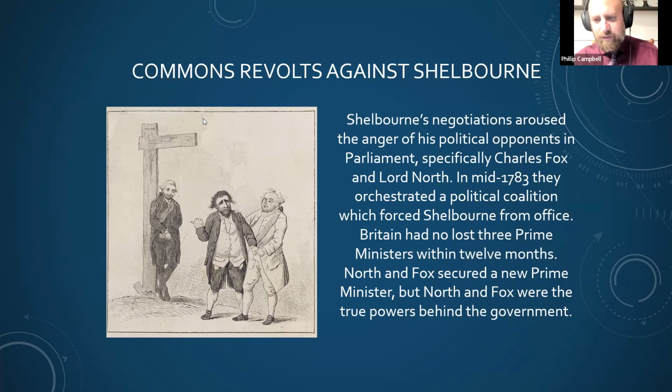So in mid-1783, they orchestrated a political coalition to force Shelburne out of office, and Shelburne got the heave-ho, which means that Britain had now lost three prime ministers in 12 months. Lord North and Fox got a new prime minister, but basically Fox and Lord North were the true powers behind the government at this point. So a lot of political turmoil over this war, right? Three prime ministers in 12 months, that's a lot.